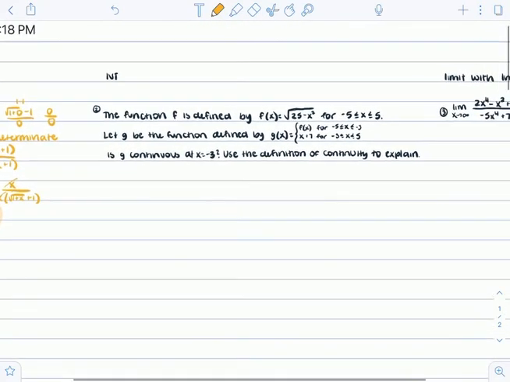Okay. Next one is an IVT question, so it asks about continuity. The function f is defined by f of x equals square root of 25 minus x squared, for this domain right here. Let g be the function defined by g of x, piecewise right there. Is g continuous at x equals -3? Use the definition of continuity to explain.